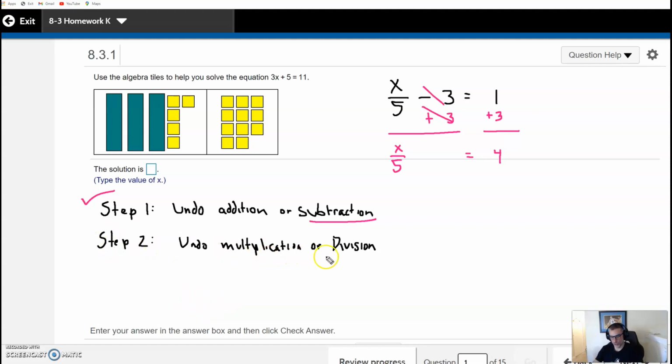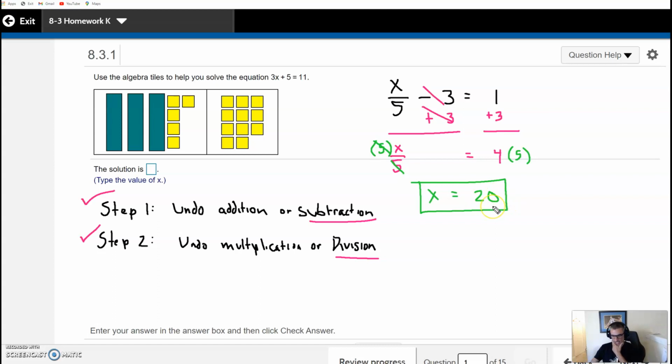Step 2, undo multiplication or division. Well, this time instead of multiplying, we're dividing. x divided by 5. So the way that I undo that is I multiply x by 5. Since x is being multiplied and divided by the same number, those cancel, and we get x is equal to 20. So my present this time is a 20. Right? So you can see how the process, whether it was addition and multiplication, subtraction, division, or any combination of these, is exactly the same.